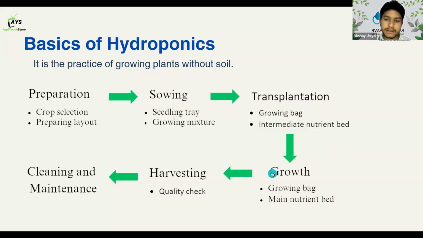Okay, that leads us to the fourth stage, where the growth is monitored. This is the time when the plant will be in this growing stage for most of its life cycle. So it will either be in a growing bag, or in the NFT channels, or in the DWC culture, whatever system we have opted for. And alternatively, if double transplantation is required for that particular crop, we need to space it out further. We can transfer it to the main nutrient bed also.